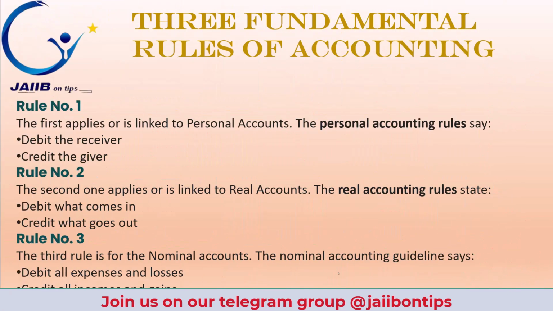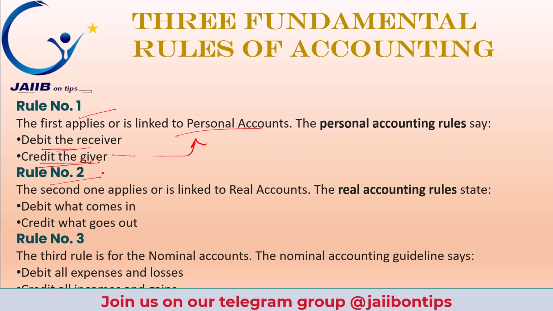Let's understand the most important topic of accounting. There are 3 fundamental rules of accounting. Let's understand all the rules one by one. These are based on the types of accounts we have learned earlier. Right? So let's understand all the rules. The first one is linked with personal account. It says debit the receiver and credit the giver. Note it down in your notebook and read it. So the first rule is debit the receiver and credit the giver. When it applies, it will apply on personal accounts.